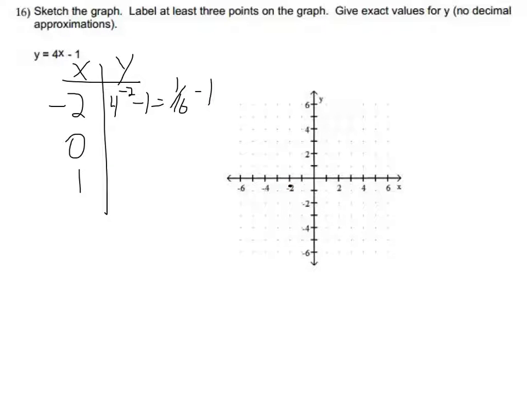Plugging in 0, 4 to the 0 minus 1. That's 1 minus 1, that's 0. Point at the origin. Plug in 1, 4 to the 1 minus 1. That's 3.